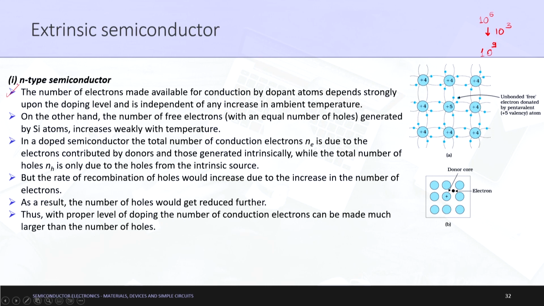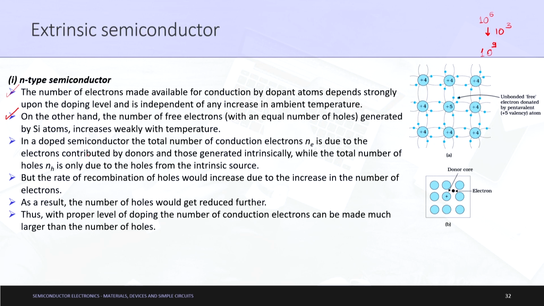The next thing is, on the other hand, the number of free electrons with an equal number of holes generated by silicon atoms increases weakly with temperature. So, the major portion of conduction done in intrinsic semiconductors is very small for extrinsic semiconductors. The majority of the conduction in an extrinsic semiconductor is either due to the free electron donated by impurity, or one positive charge donated by a trivalent atom. In intrinsic semiconductors, it was majorly due to excitation by thermal energy.